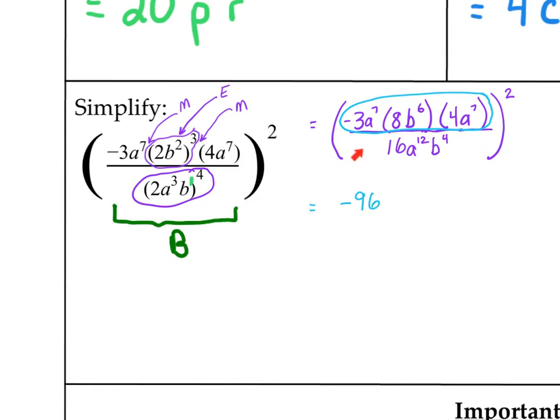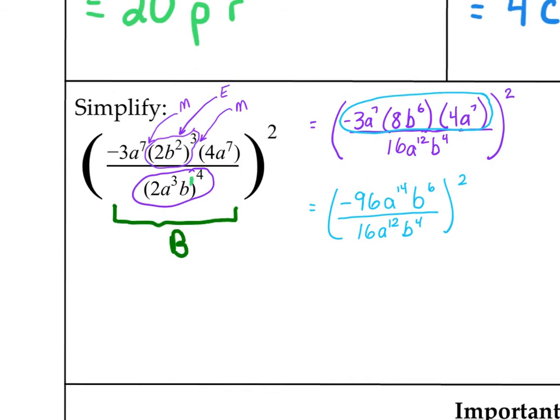Then for the a's, you're going to add the exponents. So the exponent of 7, that does not have a base of a. This base of a has an exponent of 7. So when you add the exponents on the a's, 7 plus 7 is 14. So that's a to the 14. Then the b, there's only one b in the numerator, so it just keeps an exponent of 6. The denominator, there were no operations left in the denominator, so it just stays 16a^12b^4, and you still have that exponent of 2 on the outside.